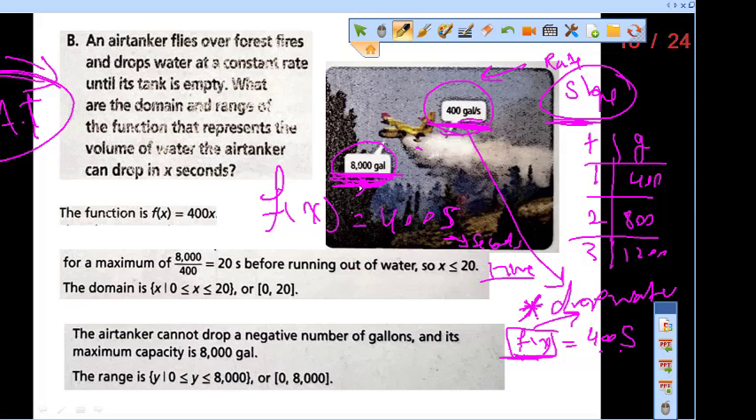It means this is the biggest V, the biggest volume. It means I'll make the biggest volume divide what? Divide 400 to get how many time. Look, I'll make 8,000 divide by 400 gallons per second.